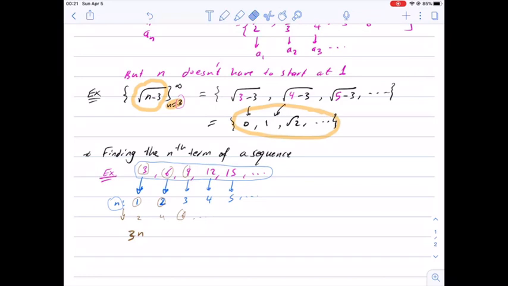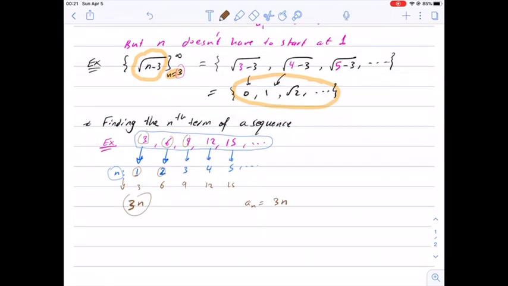Let's multiply by 3. If we multiply 1 by 3, you get 3. Multiply 2 by 3, you get 6. Multiply 3 by 3, you get 9. 4 by 3, you get 12. 5 by 3, you get 15, and so on. So that means the general term is a sub n equals 3n.